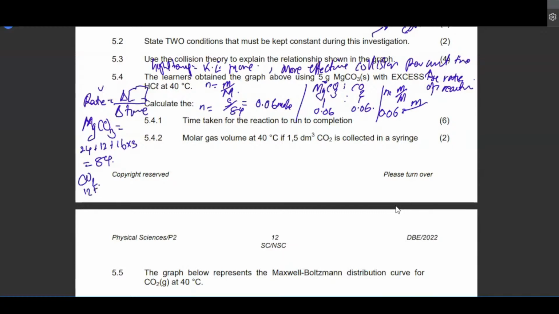is 12 plus 16 times 2, which is 32 here, 32 plus 12, which is 44. Yes, 44. Is 32, 32 plus 12 is 44. Yes. So it's gonna be 44. So I cross multiply.